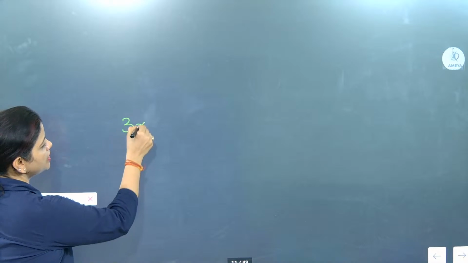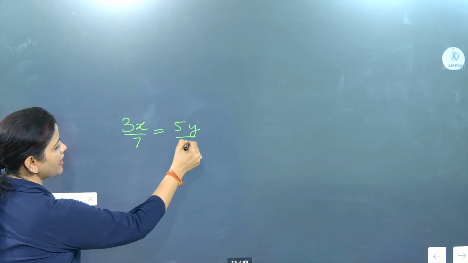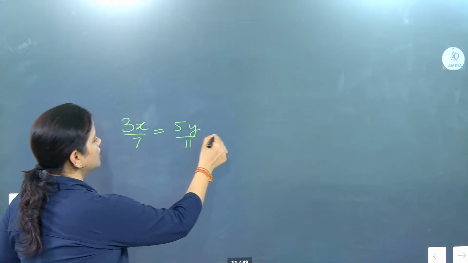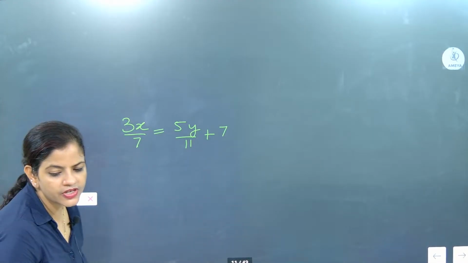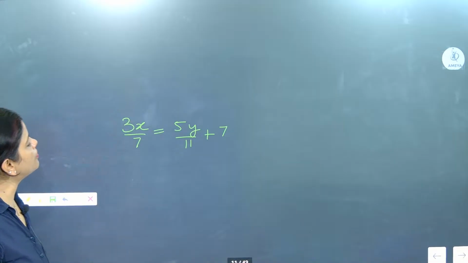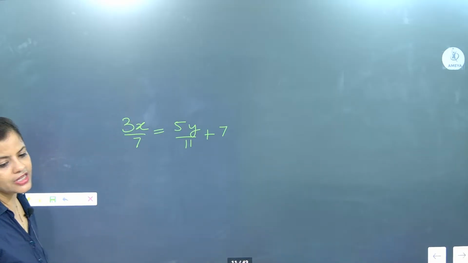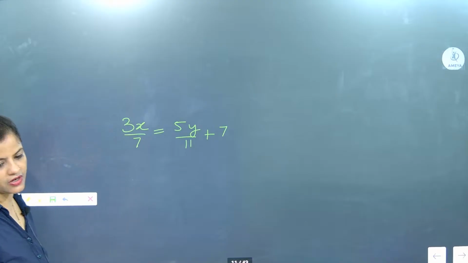The question given to you is: now I am giving you one question. Solve this question. 3x by 7 equal to 5y by 11 plus 7. Come on, go for it. Convert it into a linear equation. Now come on, beta, solve this question. 3x by 7 equal to 5y by 11 plus 7. Come on, go for it.